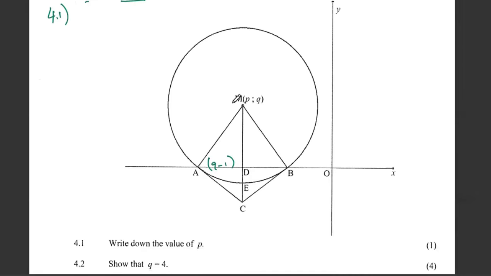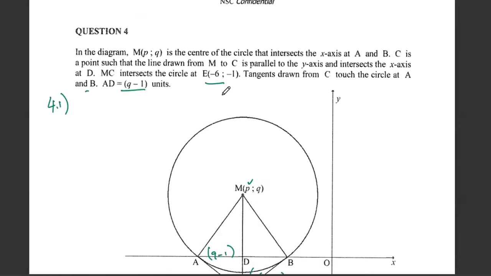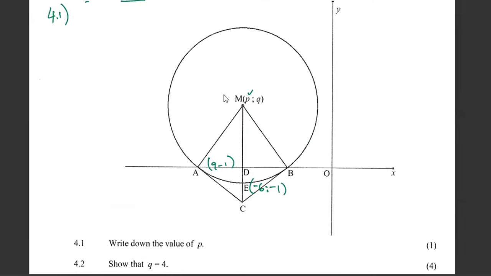4.1, they want us to get the value of P. So we know that P is the x-intercept, and we're told that E is (-6, -1). Isn't that what the question said? Yes. So meaning that P is going to be -6. And then 4.2, can we show that Q is 4?